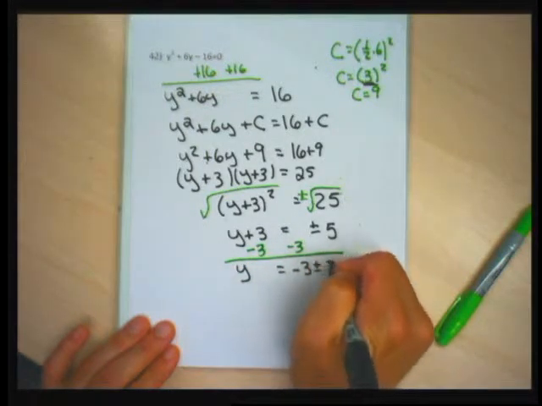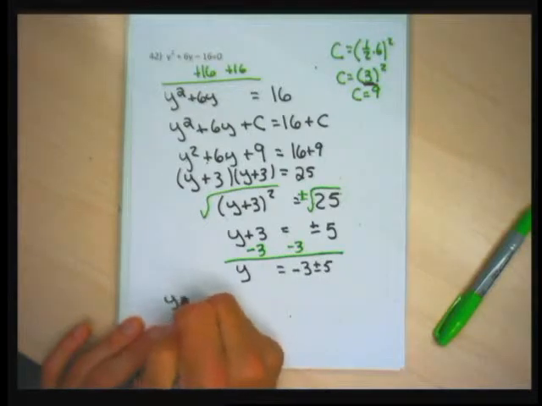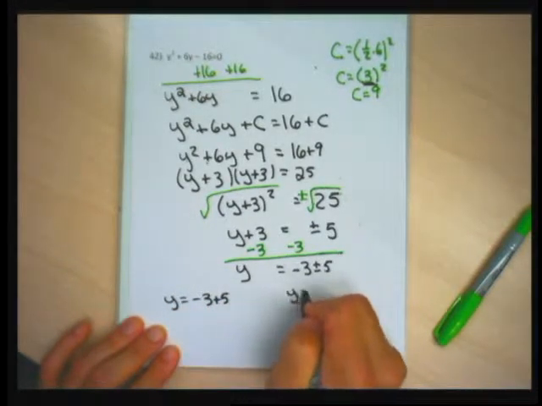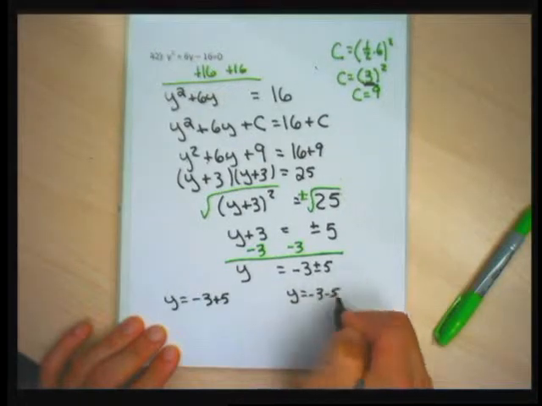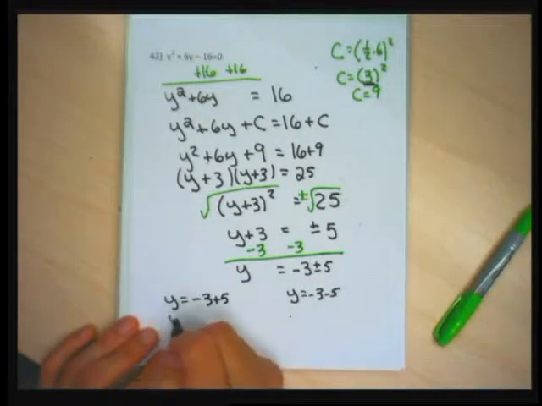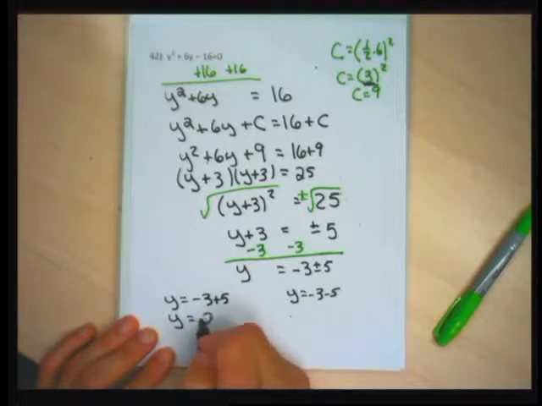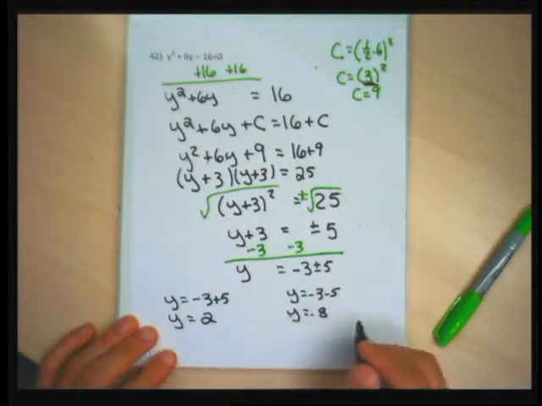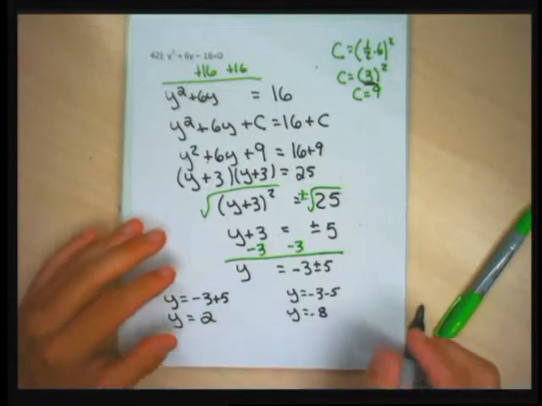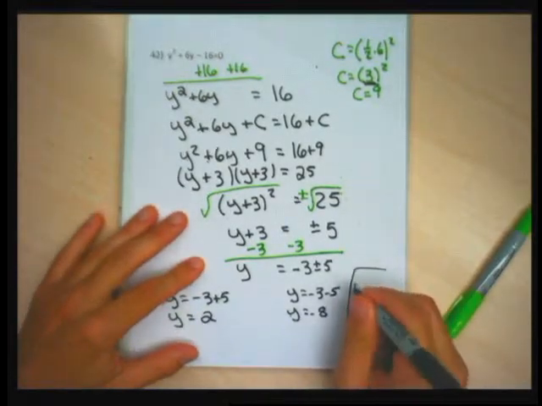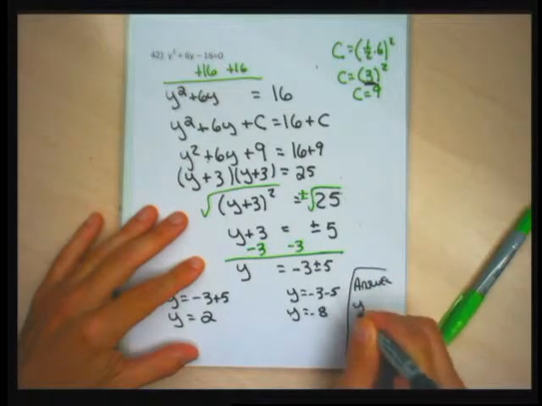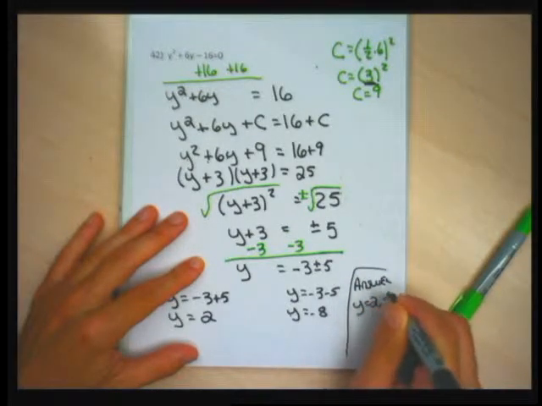On the right side, I'm going to make up two problems that are implied by the plus or minus symbol. Negative 3 plus 5 and negative 3 minus 5. Again, if you can't do these nicely, you can use your calculator. The negative 3 plus 5 is 2. The negative 3 minus 5 is negative 8. So I believe my answer is going to be y equal to 2 and negative 8.